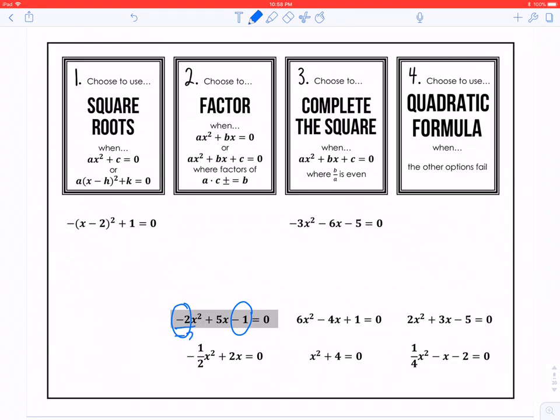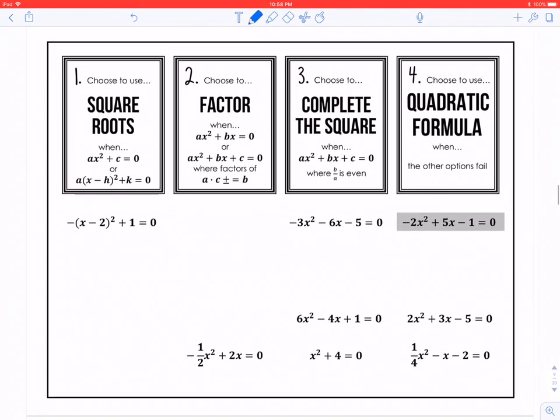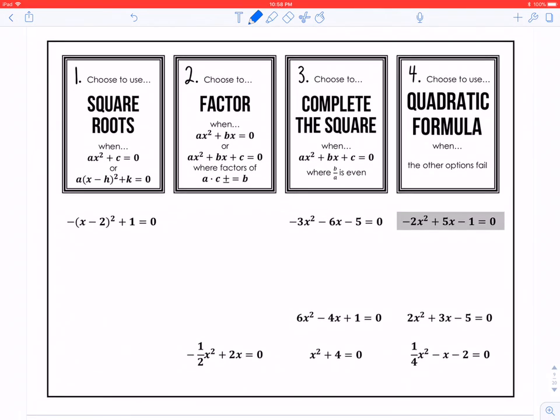If I divide by my a, what happens? 5 divided by negative 2 is 2.5, or 5 halves, whatever you want to look at that. Definitely fraction or decimal, and so I'm not going to complete the square. I'm going to move on to quadratic formula. Use my formula since I have a, b, and c easily identifiable, and solve from there.